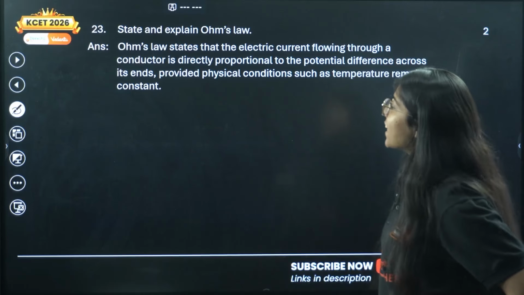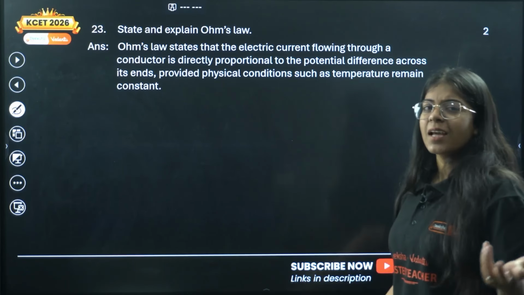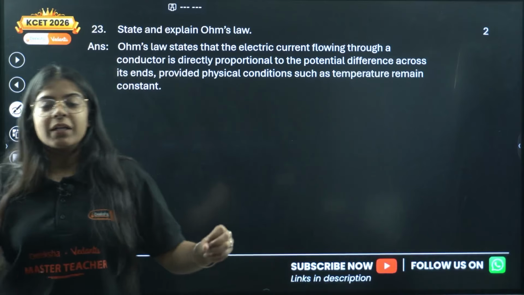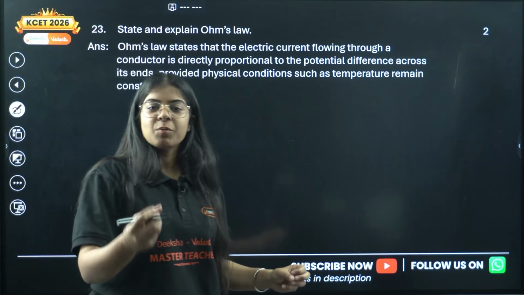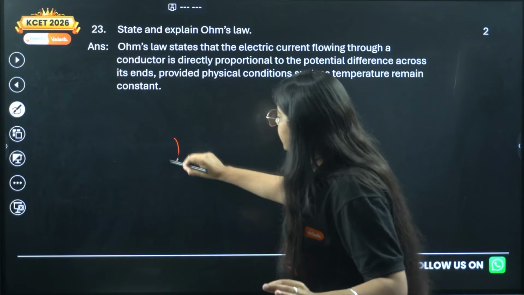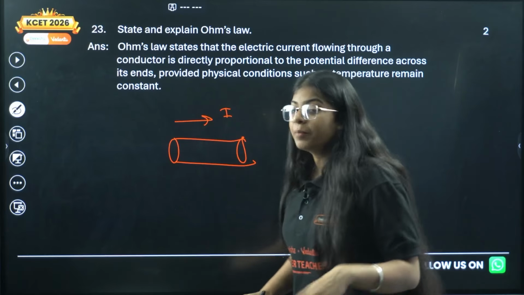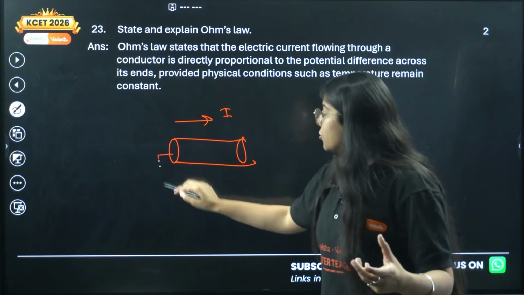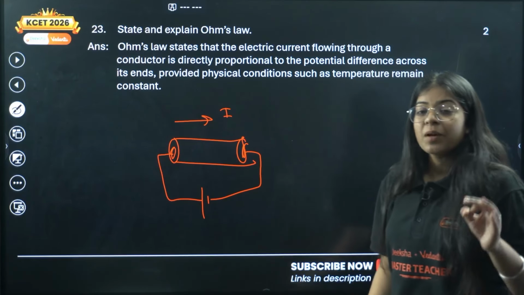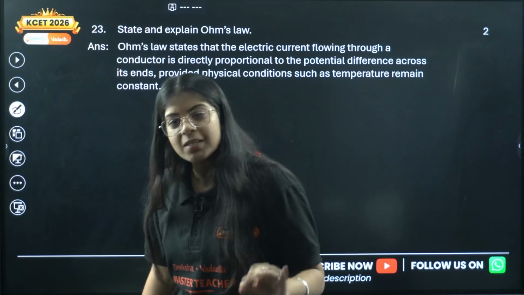Okay, state and explain Ohm's law. We very well know, we studied this in 10th class. Ohm's law is that in an electrical conductor, when current is flowing, it will be directly proportional to the potential difference across the two ends of a conductor. This is my conductor. If current is flowing through it, then it will be directly proportional to the potential difference between the two ends of this conductor, but provided that all the physical quantities, especially temperature, remain constant.